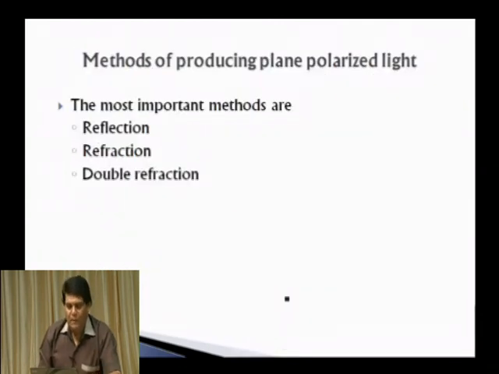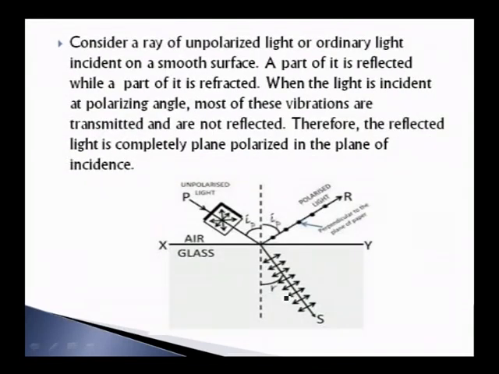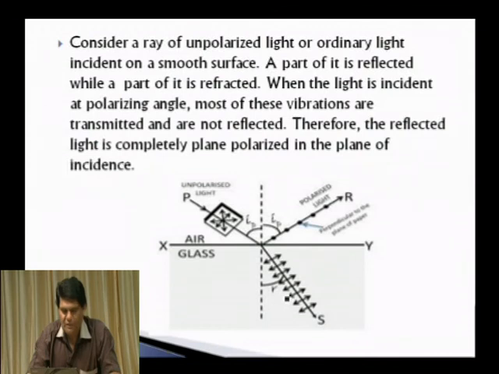In order to obtain this process, different methods are used. One is polarization obtained due to reflection. Another is polarization obtained due to refraction, and in refraction, there is one more effect called double refraction. Now the polarization by reflection was explained last time also. Just a brief explanation about this effect.